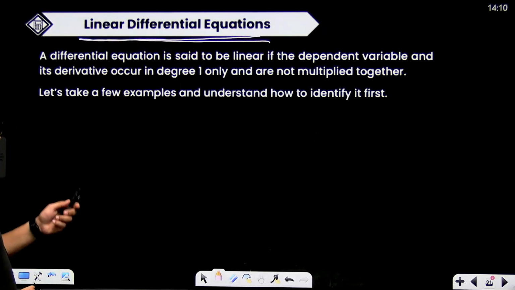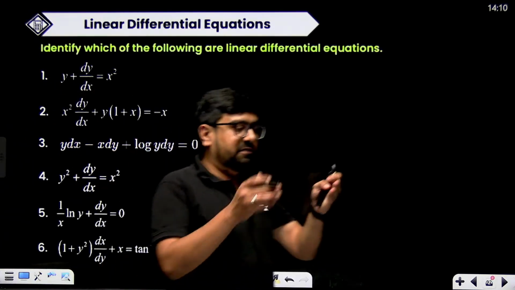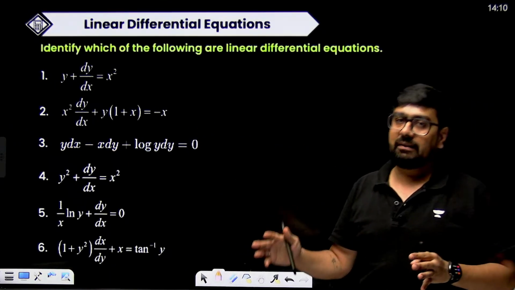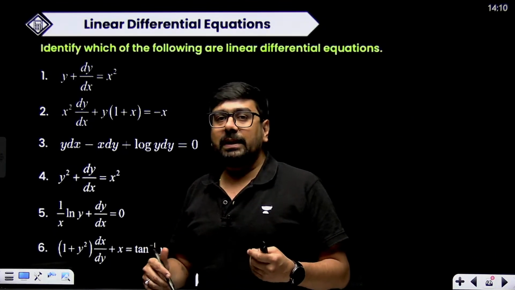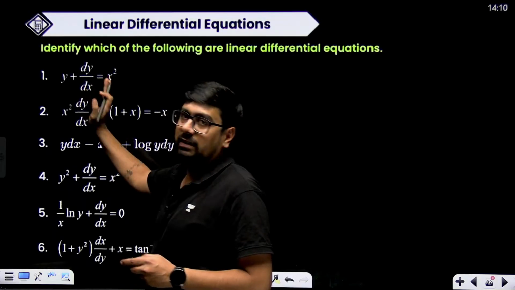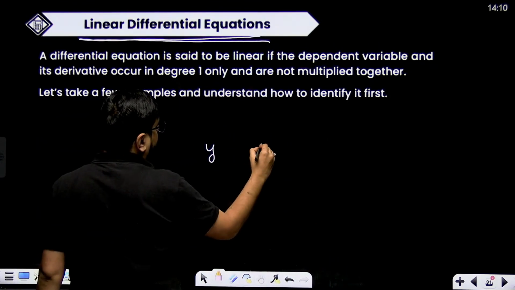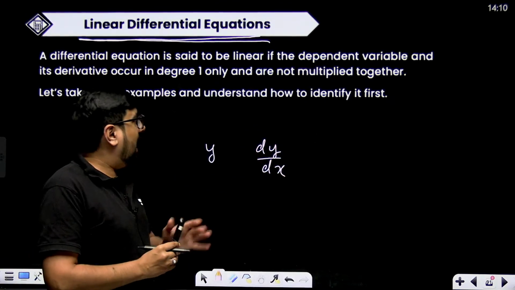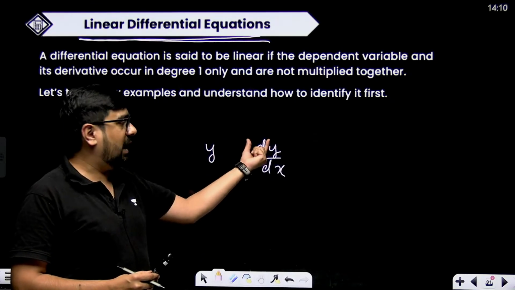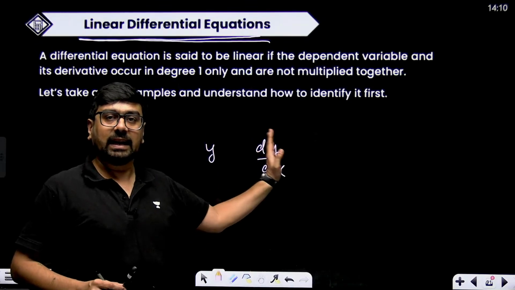Let's take a few examples to understand how we do this. Now, this is a linear differential equation, means with y there should be dy by dx, with x there should be dx by dy. Dependent variable means here, for example, y and dy by dx is there. So for this one, our dependent variable is y, its derivative is dy by dx. So this is linear in y.